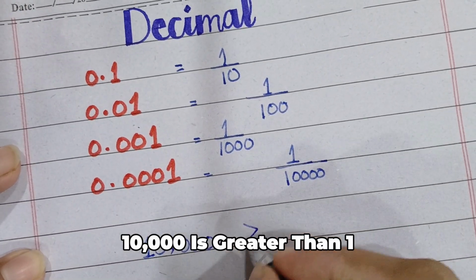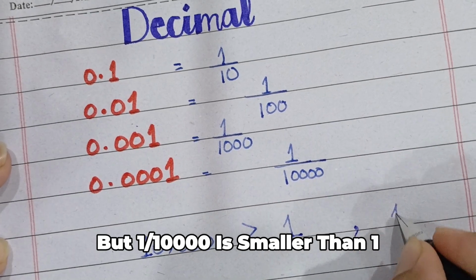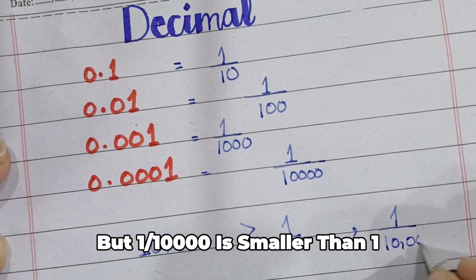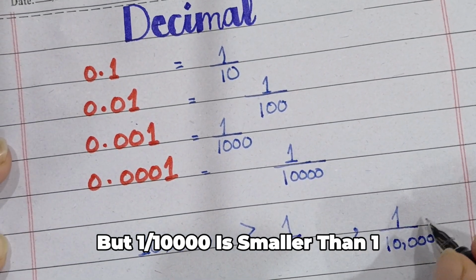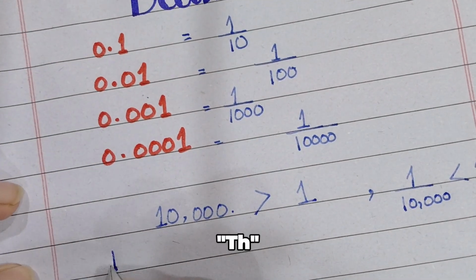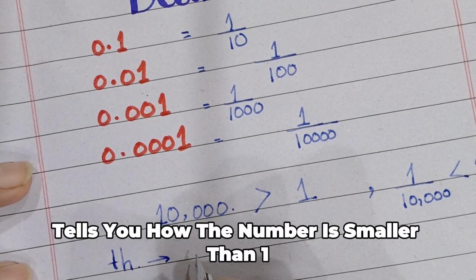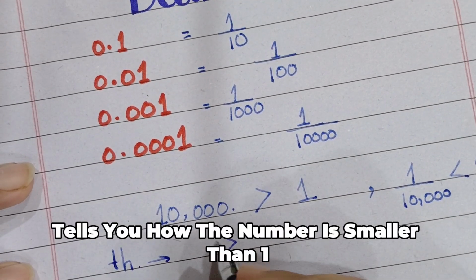Now you notice that 10,000 is greater than 1, but 1/1000th is smaller than 1. How? The "th" at the end of the name tells you whether the number is smaller or greater.